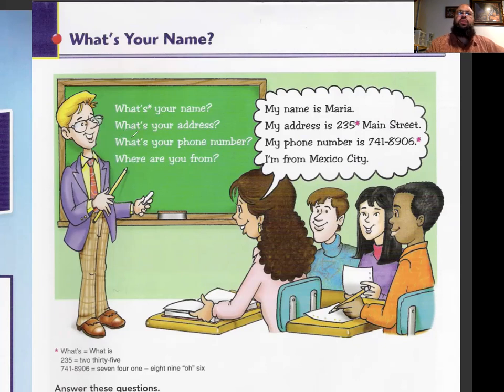Next question. What's your phone number? My phone number is 741-8906. You can also say 8906. Those ways, both ways are correct. Next question. Where are you from? I'm from Mexico City. Well done.